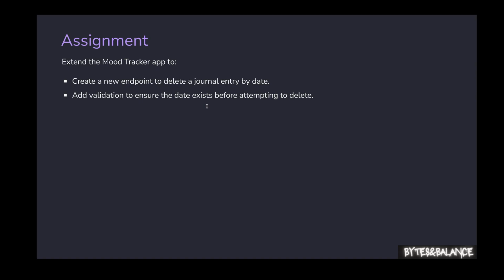So let's get started. Your task is to extend our Mood Tracker app with a couple of new features. First, create a new endpoint that lets you delete a journal entry by its date. But here's an additional challenge. Make sure to add validation to check if the entry actually exists before you attempt to delete it. This will ensure that you don't end up with errors or try to delete something that isn't there.